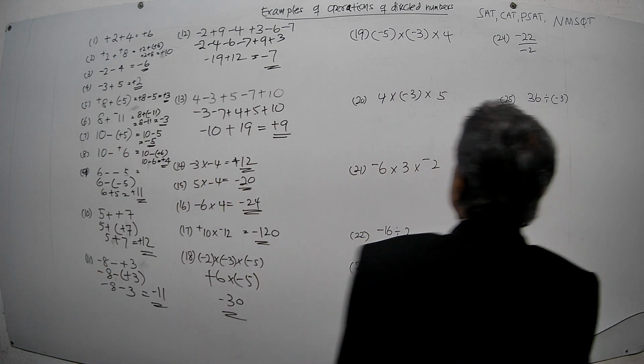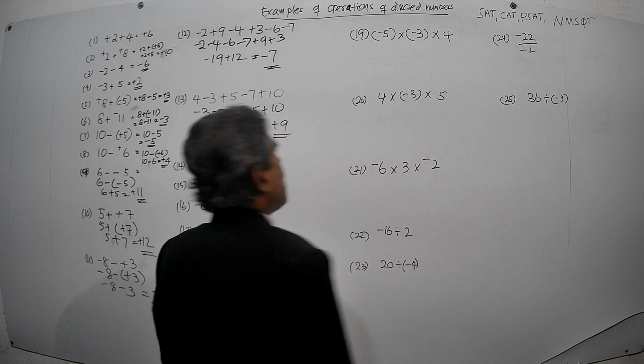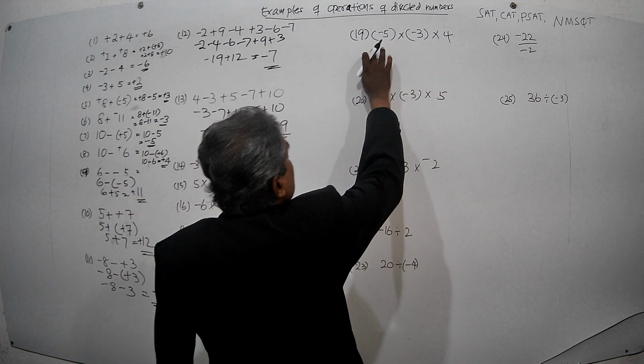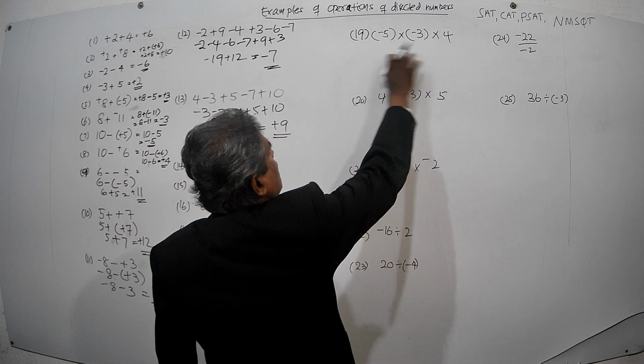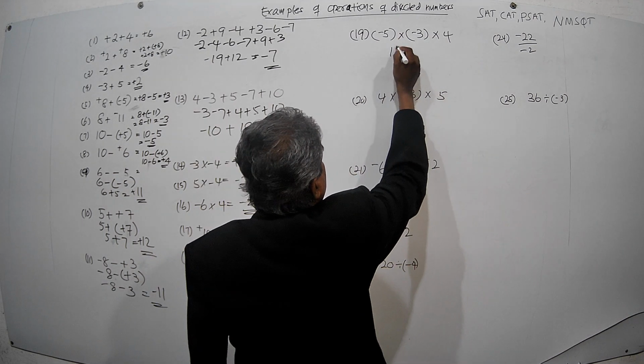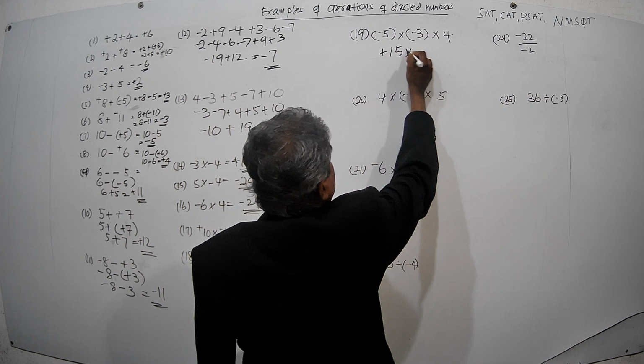Minus 5 into minus 3. Again, three numbers are to be multiplied. Out of these, the first two are negative, and when you multiply two negative numbers, they have the same sign, so the answer must be positive. After multiplying these two, 5 times 3, 15. That is plus 15. Then into that 4.